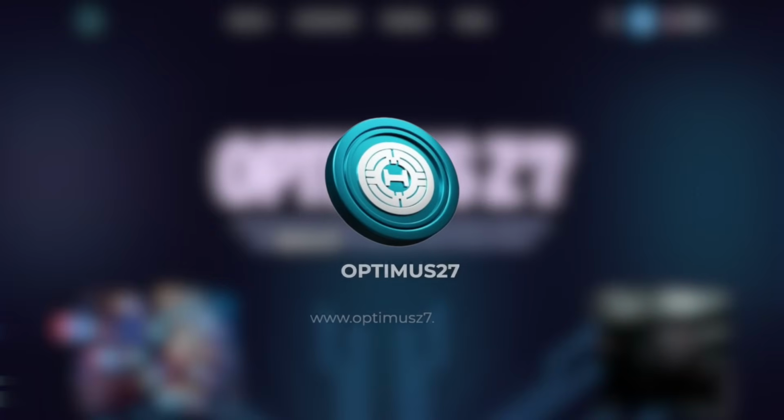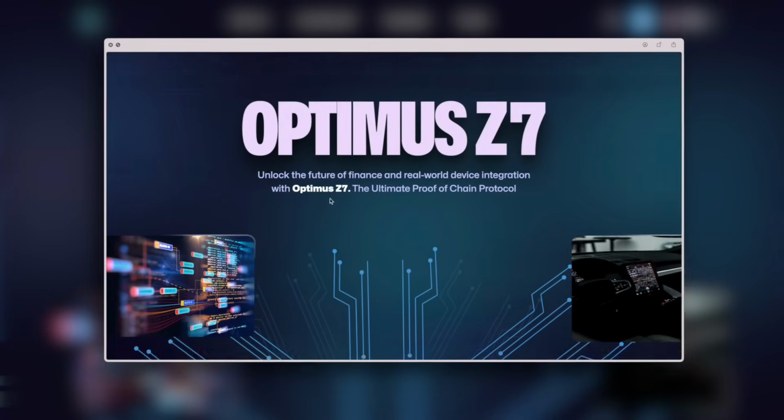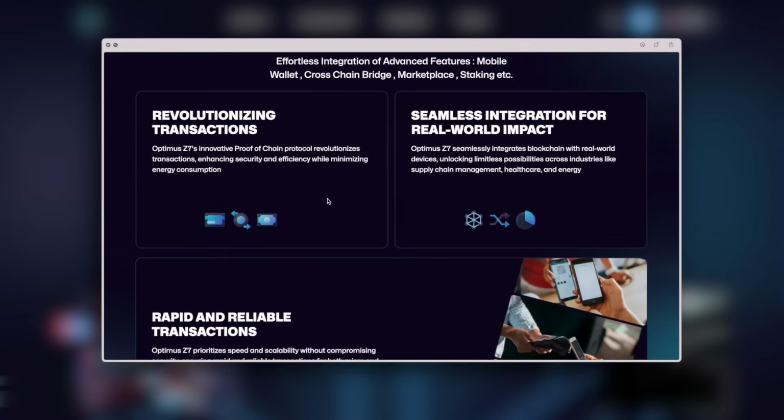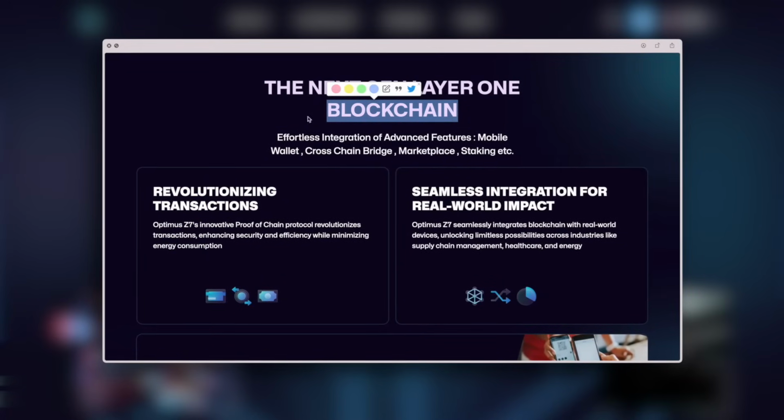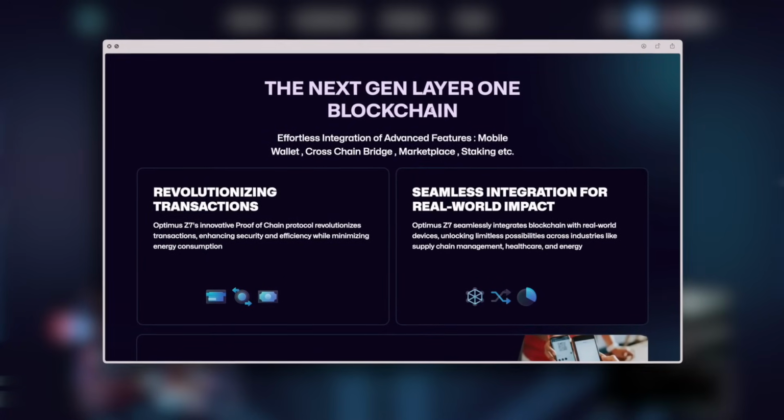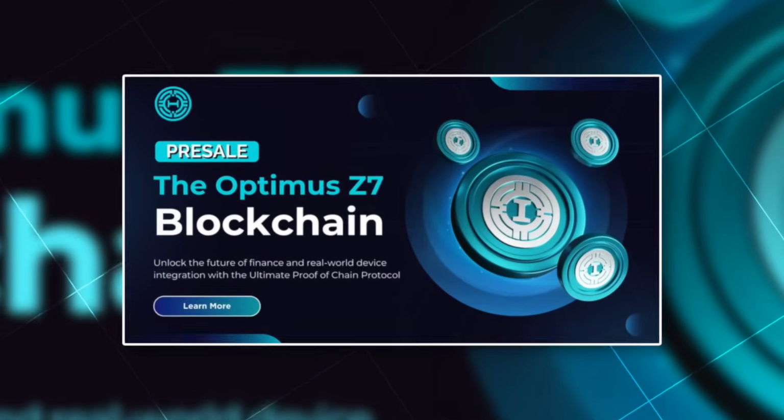It's called OptimusZ7. Now, this isn't just another blockchain. This is a next generation tech combining blockchain and AI in ways that can truly reshape the industry. So stick around because I'll also show you how you can register for their presale, and we're going to have the preview of the testnet later in this video that you don't want to miss.